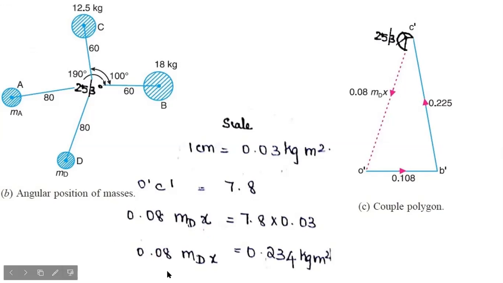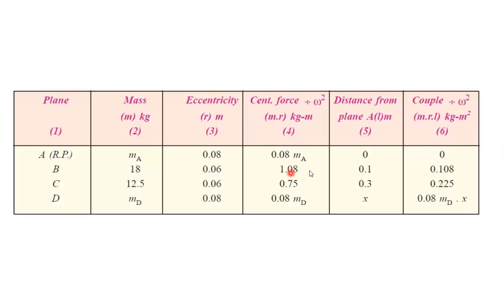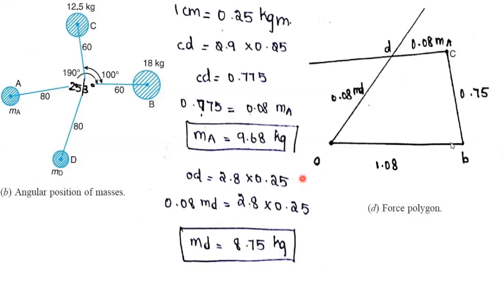Now go for the force polygon. We already have this diagram. The problem is here also we will be facing one issue. That is, there are two unknowns, but we know only two values. So with the B 1.08, right? So draw that line. So OB will be parallel to mass B. The scaling is 1 centimeter equal to 0.25 kg meter. So 1.08 divided by 0.25 means we'll be having 4.3 centimeter. So 4.3 centimeter, draw a line here.